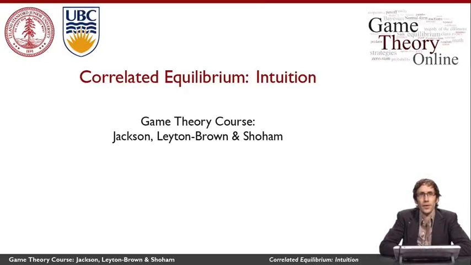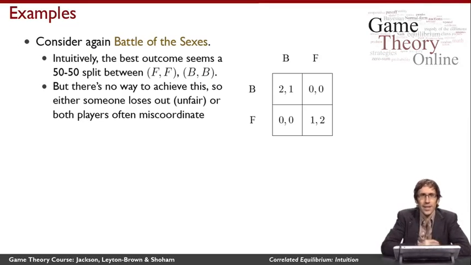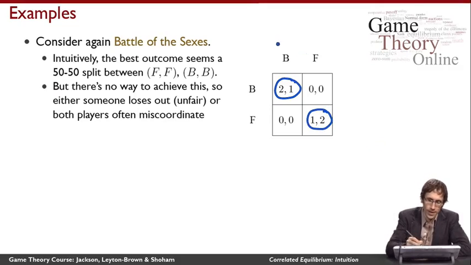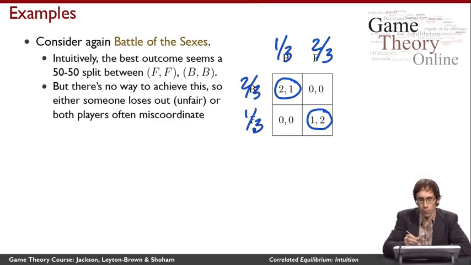This video will explain to you the intuition behind a new game theoretic solution concept called correlated equilibrium. Let's think again about the battle of the sexes game, and let's think about its Nash equilibria. Remember, there's a Nash equilibrium where both players play B, there's a Nash equilibrium where both players play F, and there's another Nash equilibrium where both players randomize according to these probabilities. And that means that all four of the outcomes can happen. So both of these outcomes can happen, but these ones can happen as well.